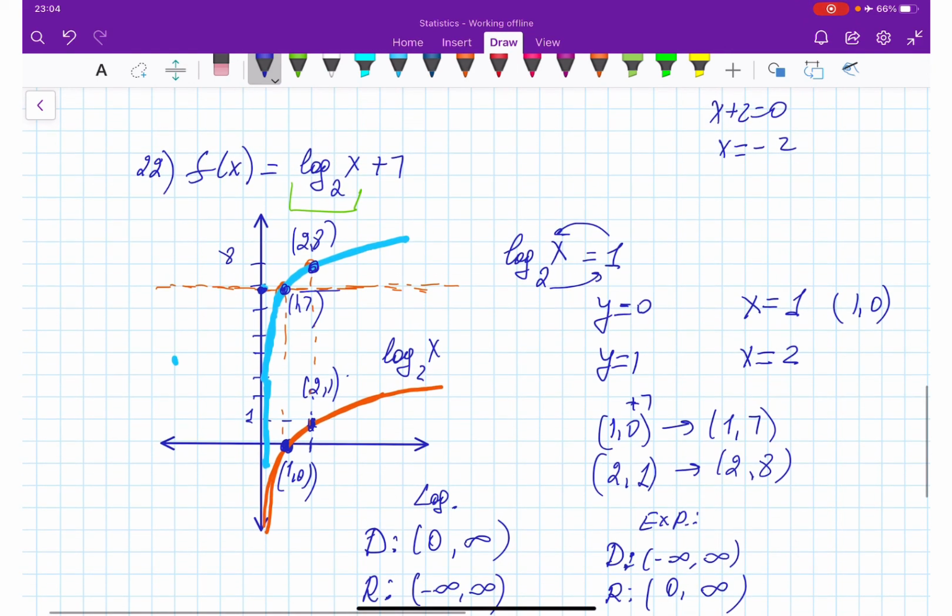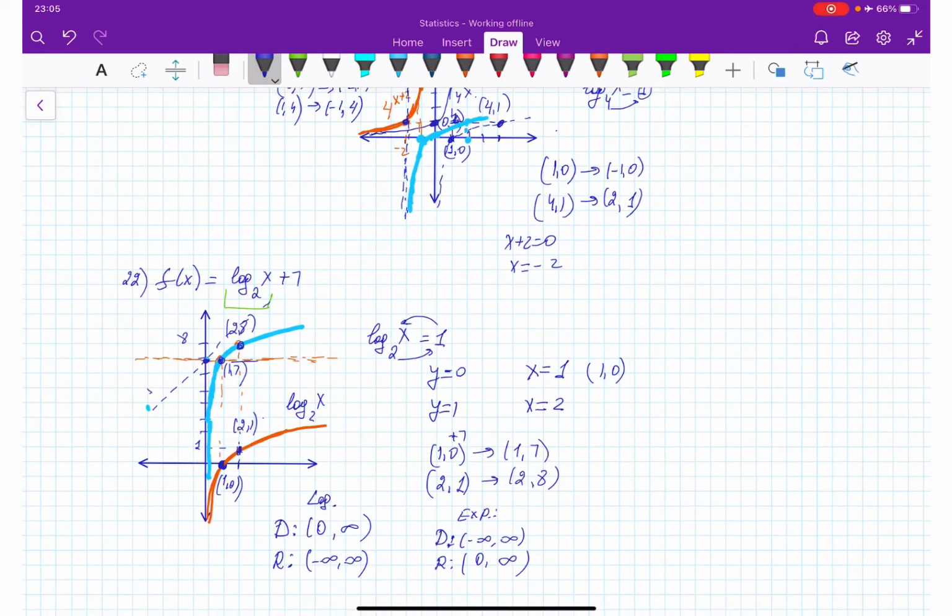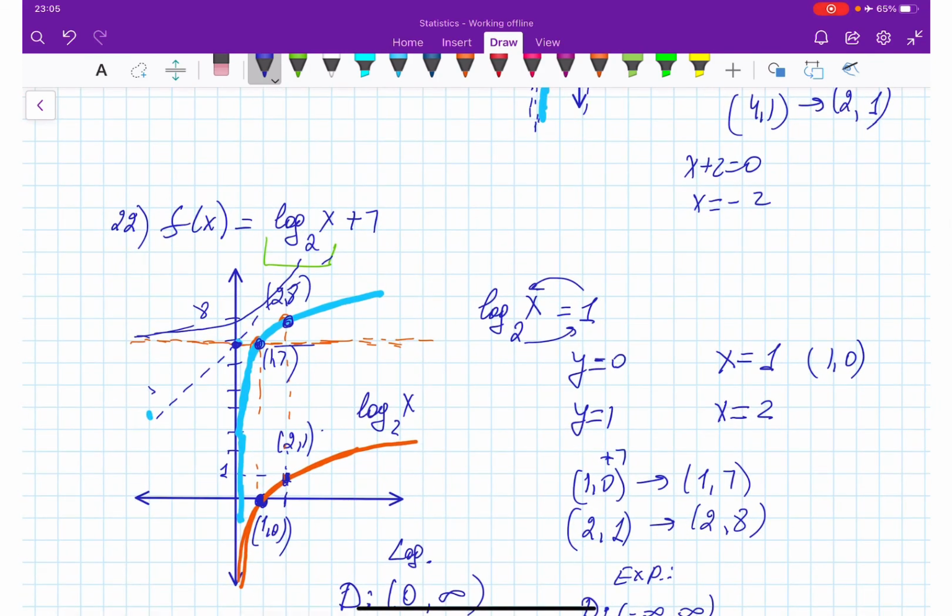Why? Because the exponential function for this graph will go something like this. That's how it will go. That will be our exponential form, okay? 2 to the power x plus 7. That will be our exponential form.